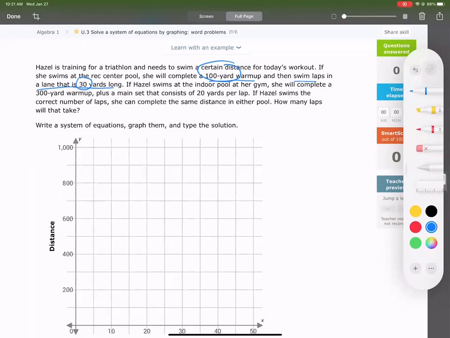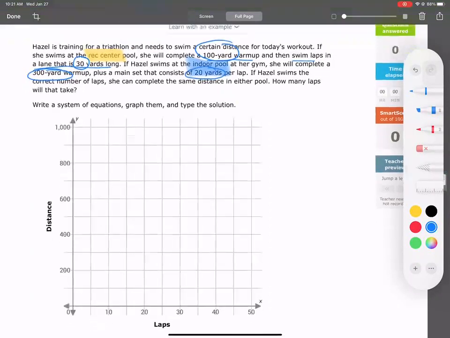If Hazel swims at an indoor pool, now this is a different pool. The rec center, and then now we have an indoor pool. That's a different pool at our gym. She will complete a 300-yard warm-up. Wow, this girl is awesome. 300-yard warm-up. And her laps now consist of 20 yards per lap. If Hazel swims the correct number of laps, she can complete the same distance in either pool. How many laps will this take?